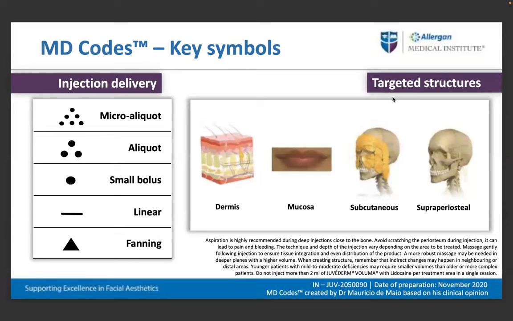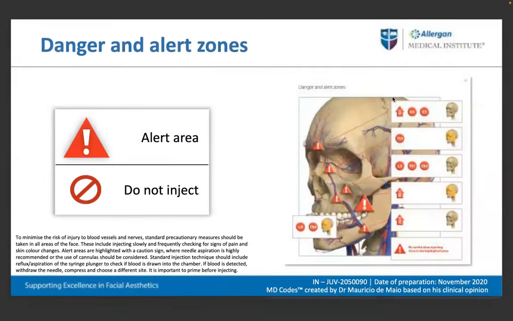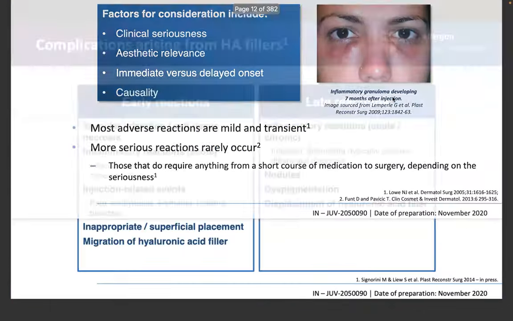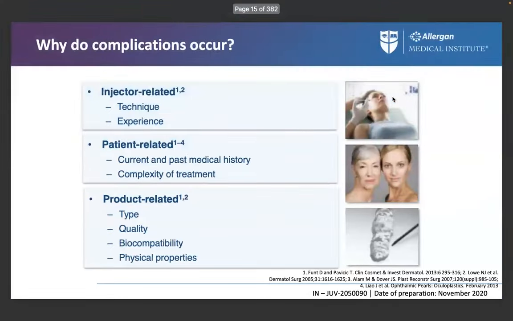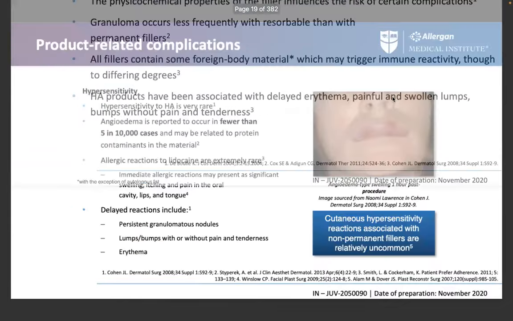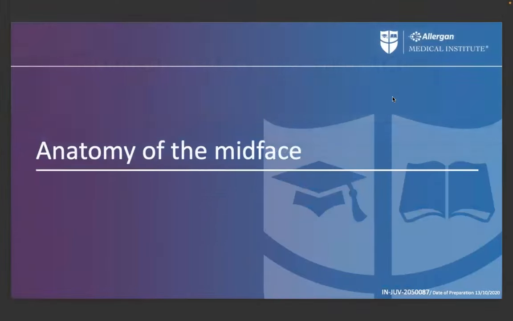And the techniques: micro aliquot, small bolus, linear threading, which could be anterograde or retrograde linear, and fanning. So these are the four injection delivery techniques and the different structures where we are delivering the products. Alert areas and do not inject areas are specifically marked. Complications we'll do in the end. I will start with the mid phase first. So MD codes for the mid phase that we have.